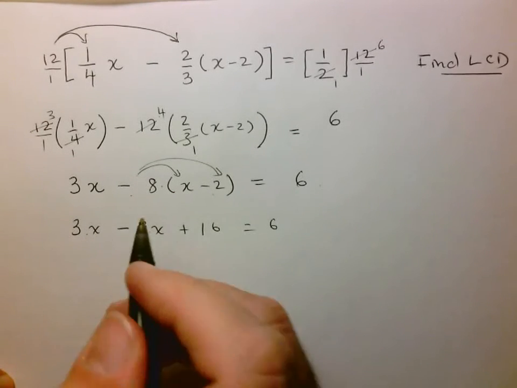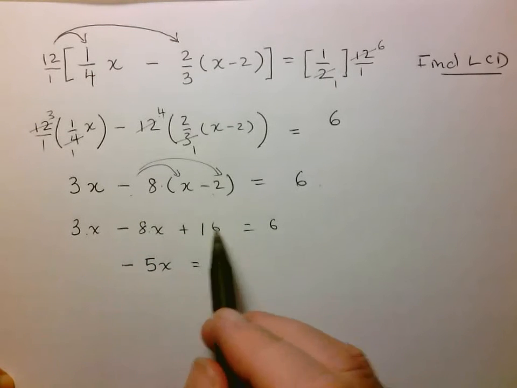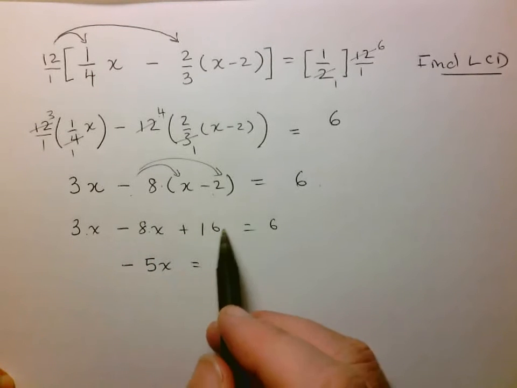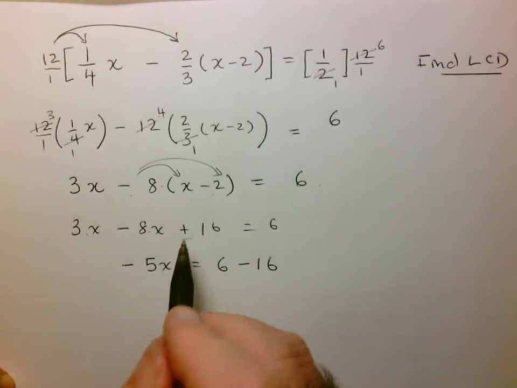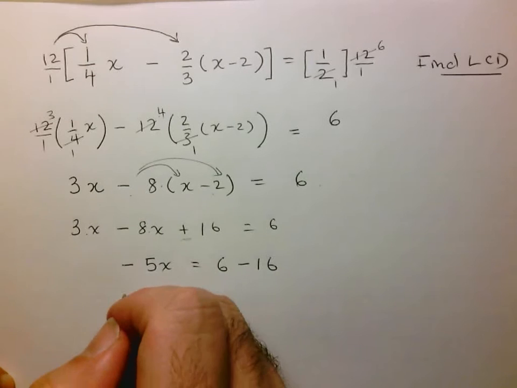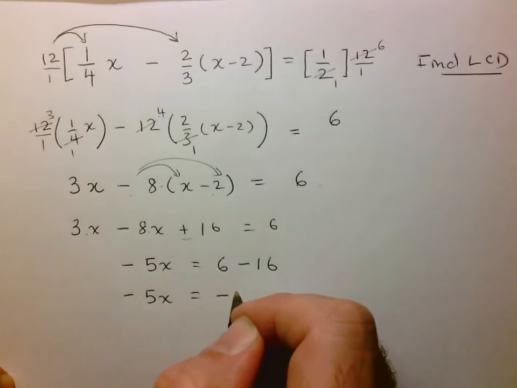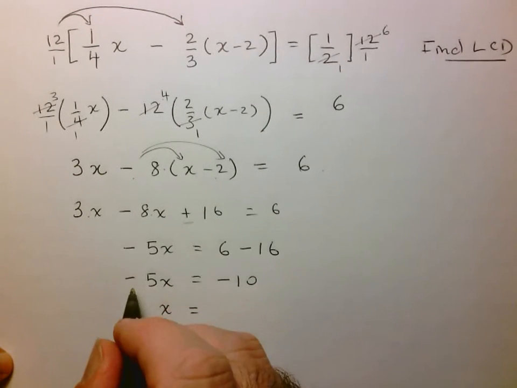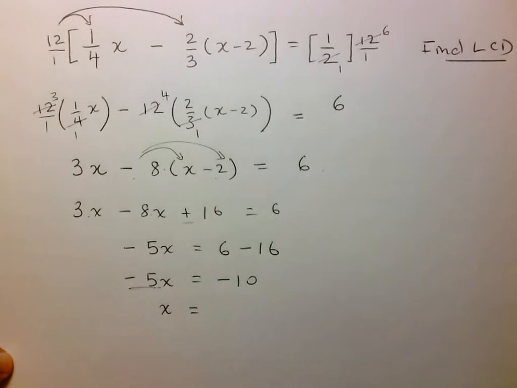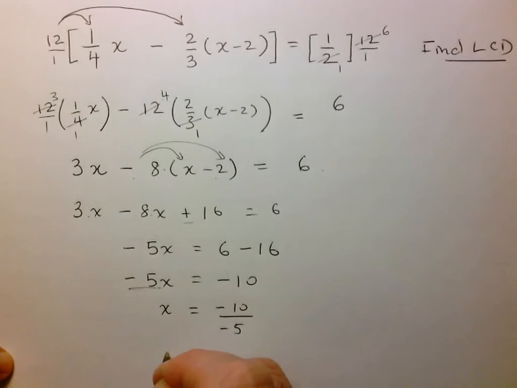So 3x minus 8x is -5x. I subtract 16 from both sides of the equation, so 6 minus 16, remember, opposite operation. I'm left with -5x equals 6 minus 16, which is -10. The last step now is to divide both sides by -5, again the opposite operation. So -10 divided by -5, and so x is equal to 2.